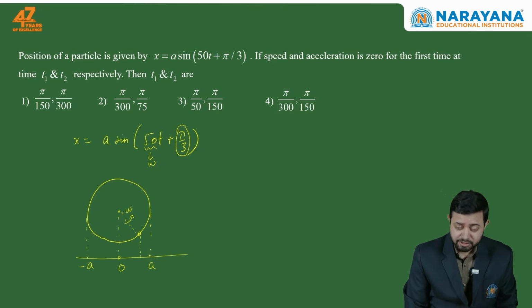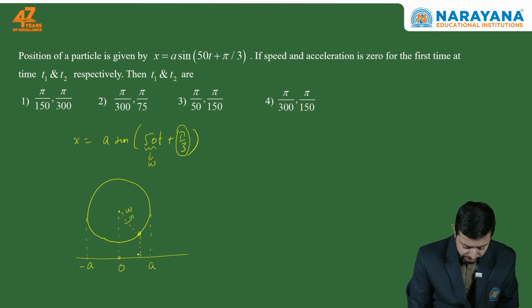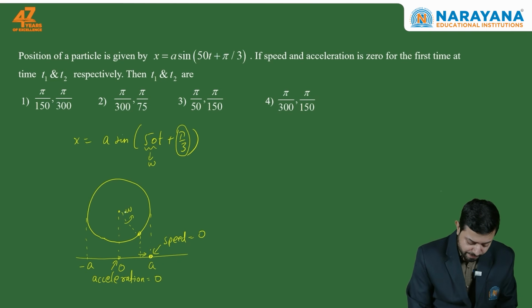And the big question, where is speed 0 for the first time? Speed is 0 at the extreme position. So right now it is going towards the extreme position, correct? Look at the omega direction, okay? So when it reaches this position, you will have speed 0. And when it reaches this position, you will have acceleration 0. Okay, so for that case, what we'll do, we'll see that first of all, this angle is 60 degrees, pi by 3, and the remaining angle to cover in the reference circle is how much? 30 degrees, which means pi by 6.